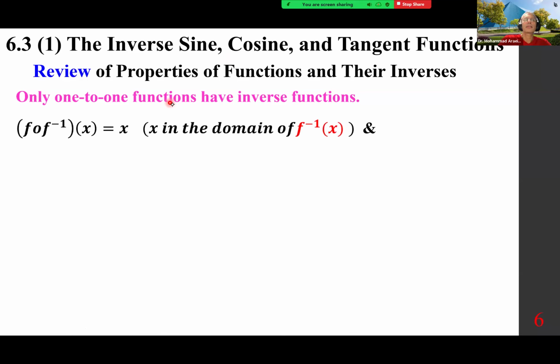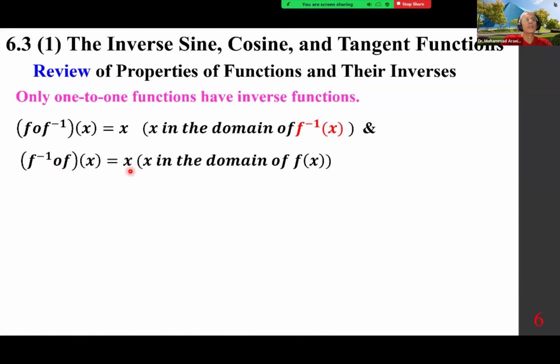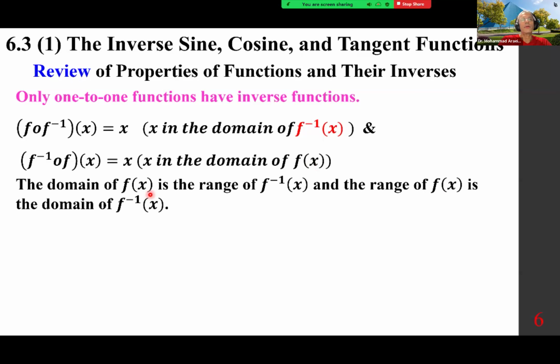If f has an inverse, then f of f inverse of x equals x, the composite function, with x in the domain of the second piece, f inverse. And f inverse of f of x is also x, and this x is in the domain of f of x. The domain of f of x is the range of f inverse, and the range of f of x is the domain of f inverse. Remember, when we look at the concept of inverse functions, the domain of one is the range of the other.